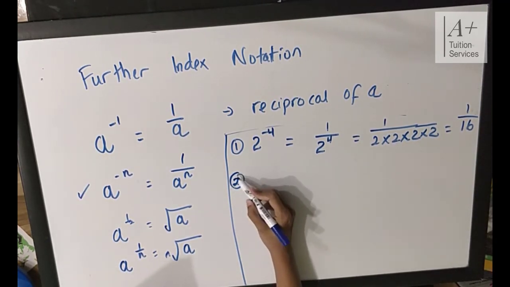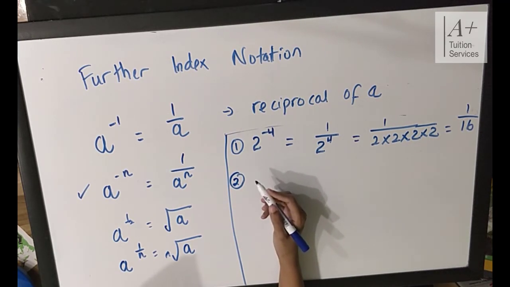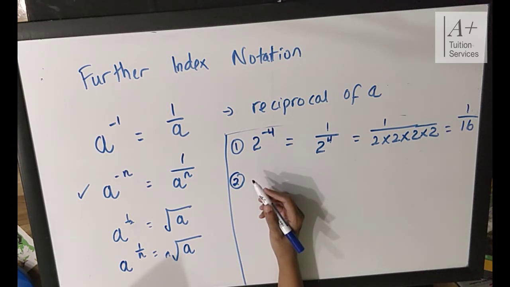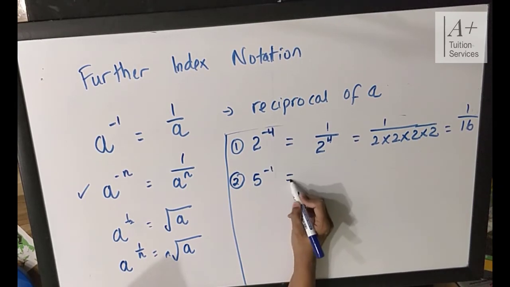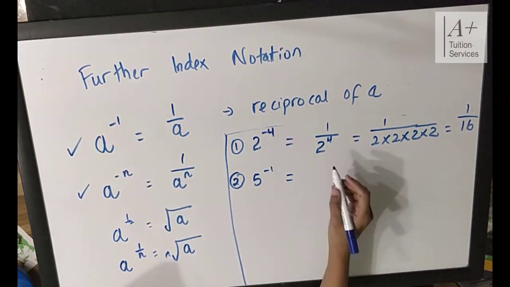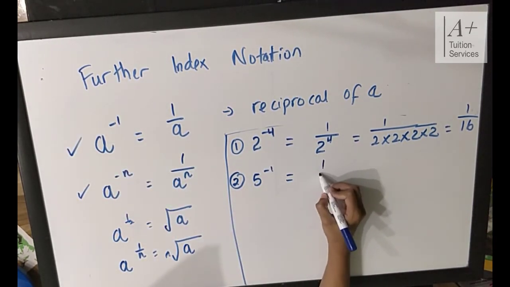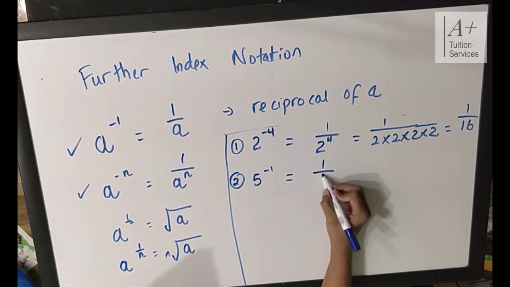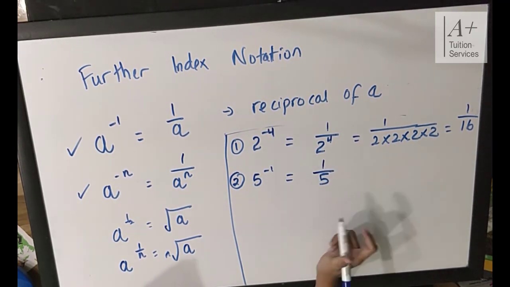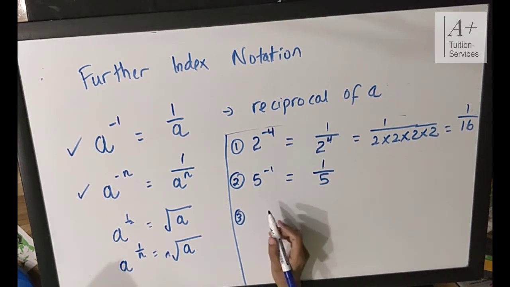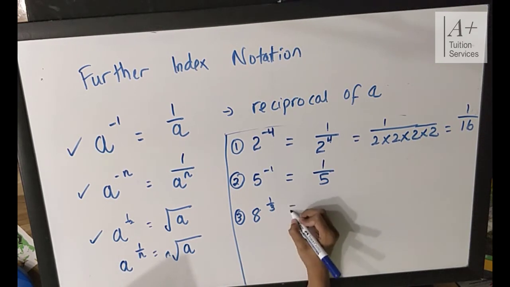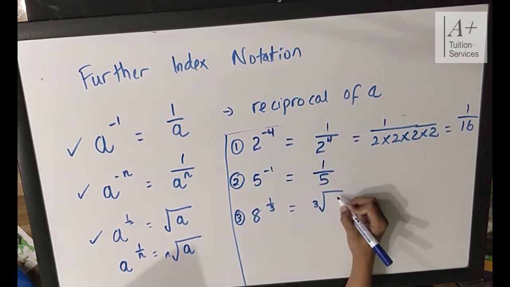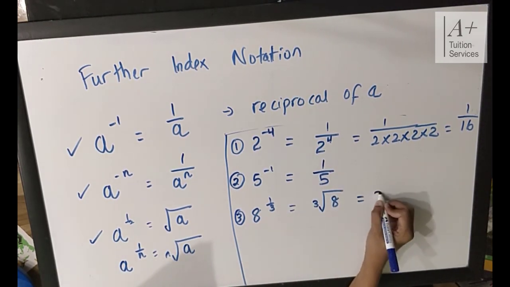Example 2 now. We have 5 to the power of negative 1. This means, following this rule now, it will be 1 over 5, and this is your answer. Then we have a third example, which is 8 to the power of a third, and this will follow this rule, and it will be the cube root of 8, which is equal to 2.